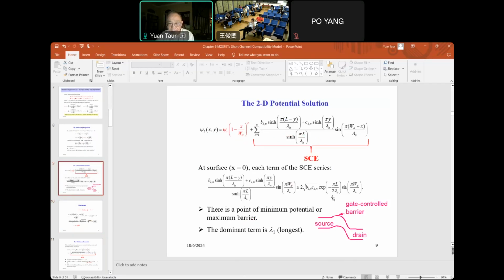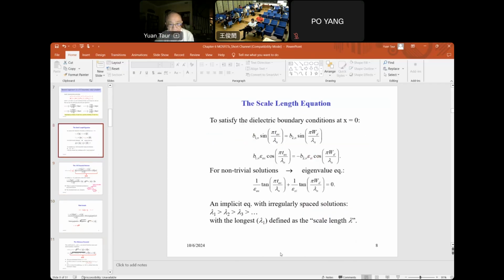And also we can see that when lambda n goes down, this term goes down, because when lambda n goes down, 1 over lambda n goes up, but e to the minus pi L over lambda n goes down. So all these terms will be dominated by the longest one, lambda 1. Lambda 1, we call it the scale length lambda.